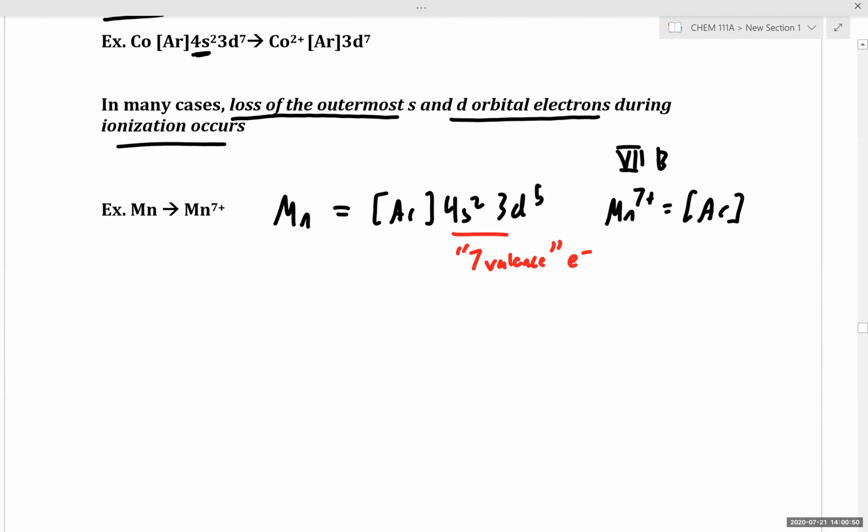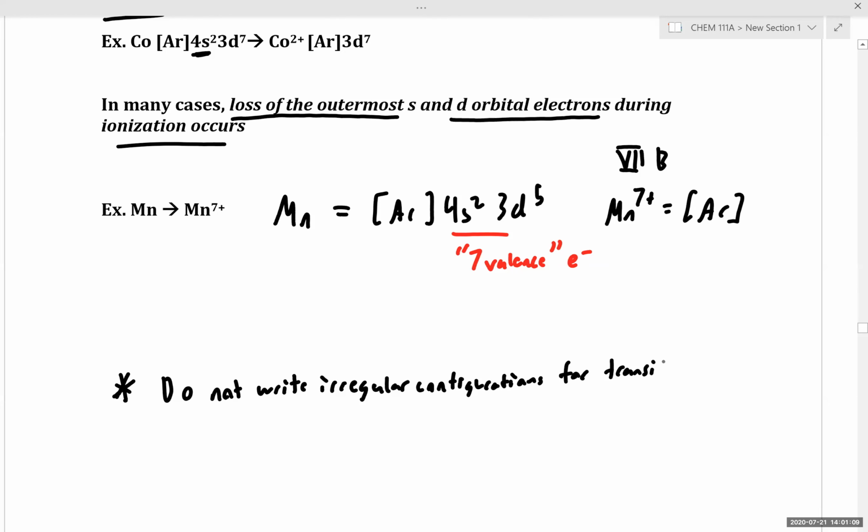Now, before we leave off on this topic, I just want to put a note here. And I just want to say, do not write irregular configurations for transition metal ions.